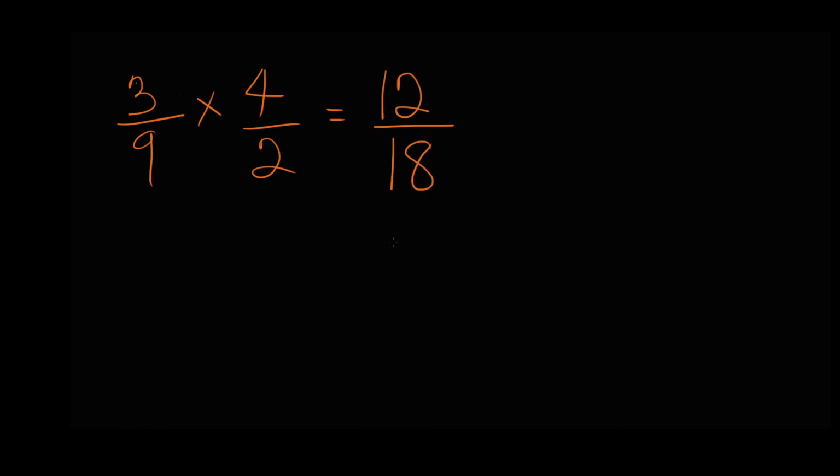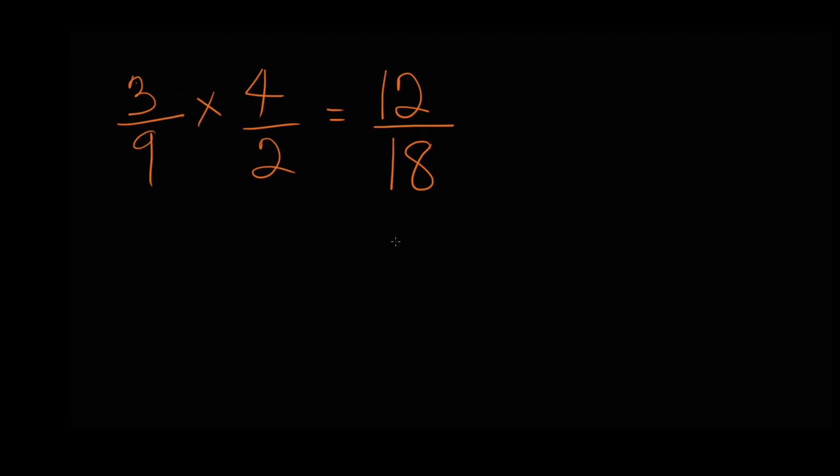3 over 9 times 4 over 2. Again, 3 over 9 times 4 over 2. Multiply the numerators. 3 times 4 gives me 12, over 9 times 2 gives me 18.